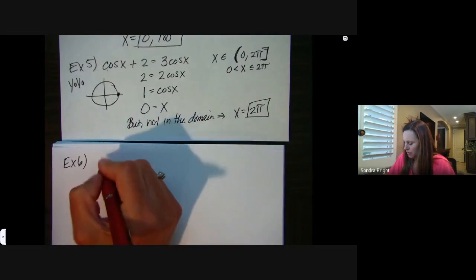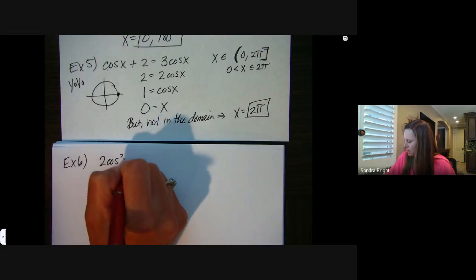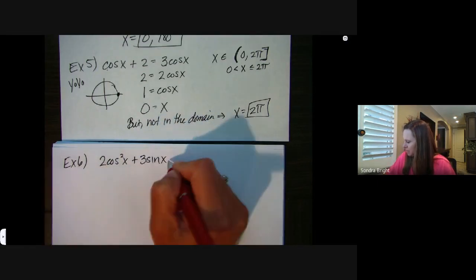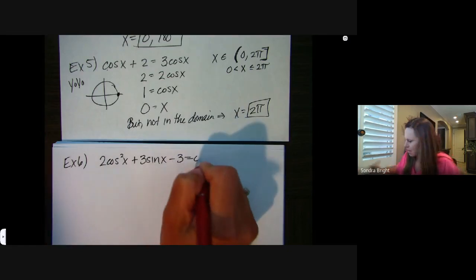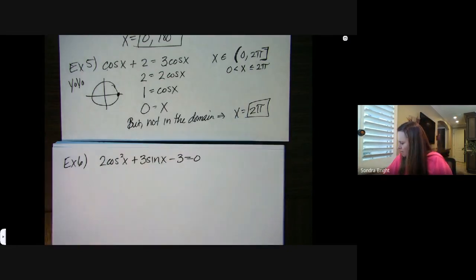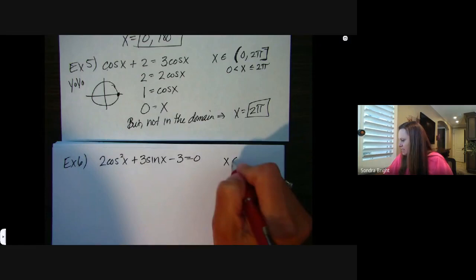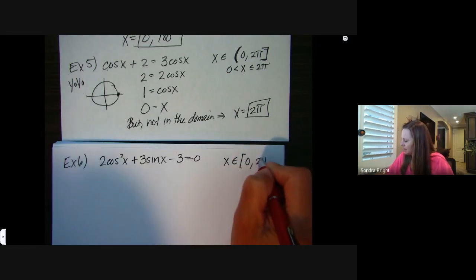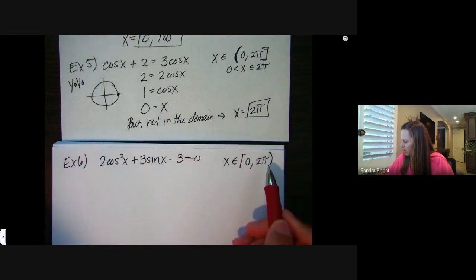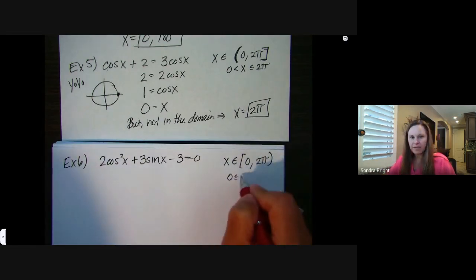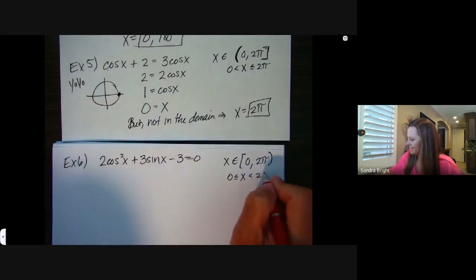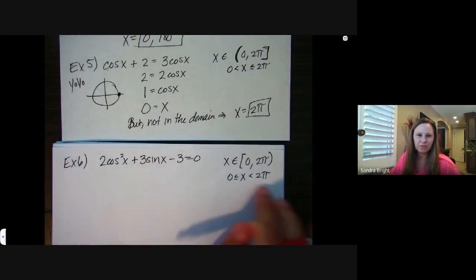How about 2 cosine squared plus 3 sine of x minus 3 equals 0. And we're going to do it over the domain of hard bracket on the 0, which is what's normal, soft parenthesis on the 2 pi. So that means if you get an answer of an angle here, you're going to give 0 as your answer and not 2 pi. That's what's typical in most math books.